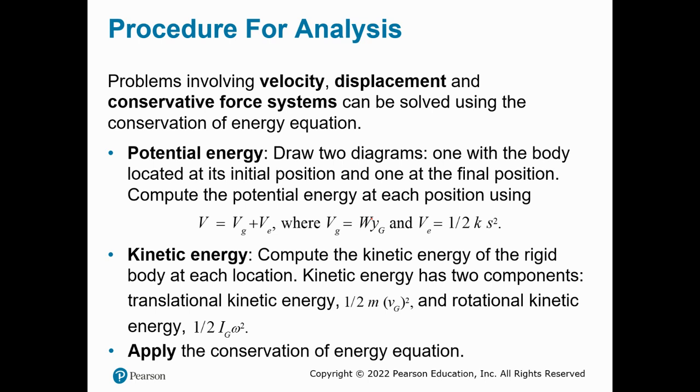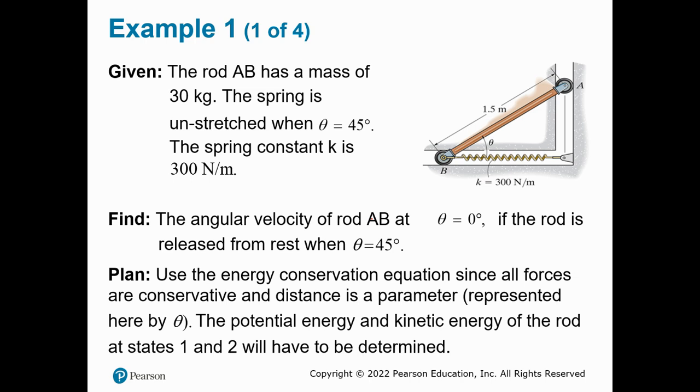For potential energy, we draw two diagrams, one with the body located at its initial position and one at its final position. We calculate the potential energy at each position using V equals Vg plus Ve, where Vg equals W yg, and Ve equals 1/2 ks squared. For kinetic energy, we calculate the kinetic energy of the rigid body at each location. Kinetic energy has two components: translational kinetic energy, 1/2 mv squared, and rotational kinetic energy, which is 1/2 IG omega squared. Then we apply the conservation of energy equation. Let's take a look at some problems together.